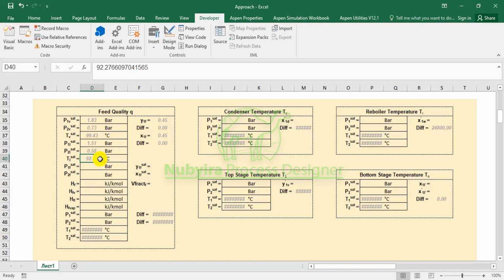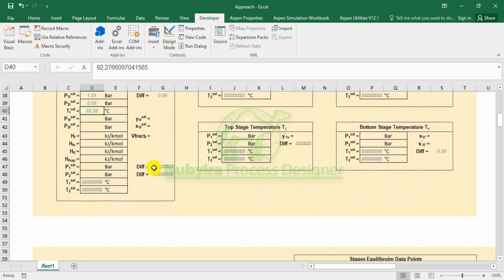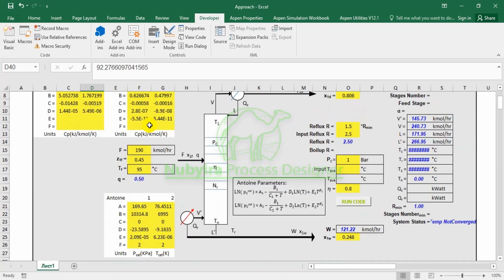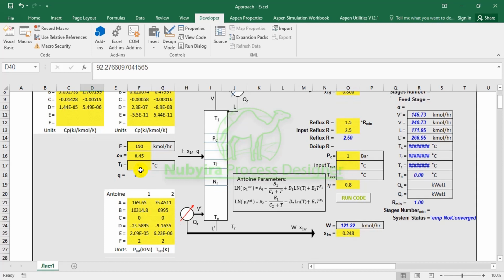Just be careful about what you are getting: the dew point is supposed to be higher than the bubbling point. So if your bubbling point is higher than your dew point, then something is wrong. Then the next thing is to get the real PSAT, the saturated vapor pressure and saturated liquid pressure of the feed at the temperature of the feed that we are having here.